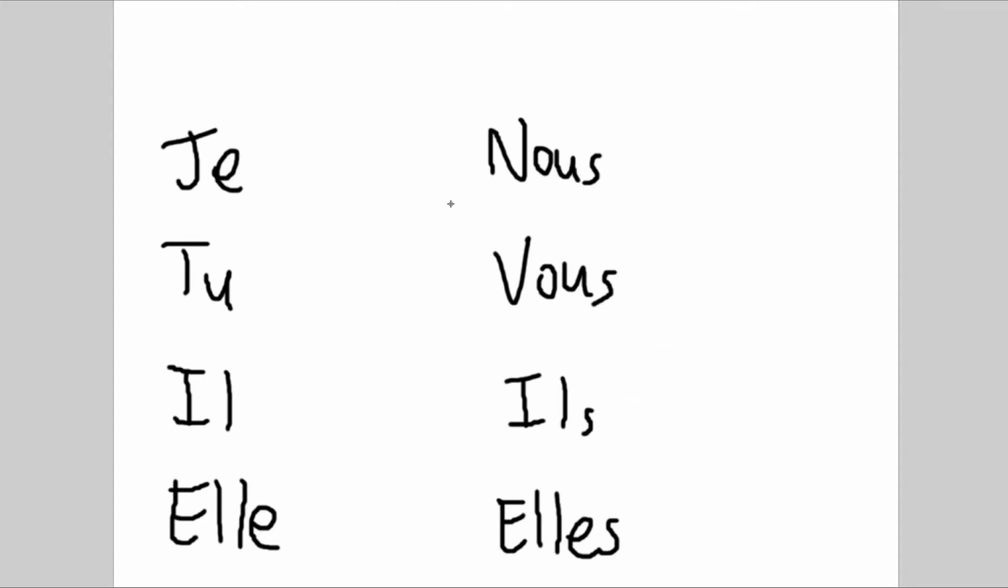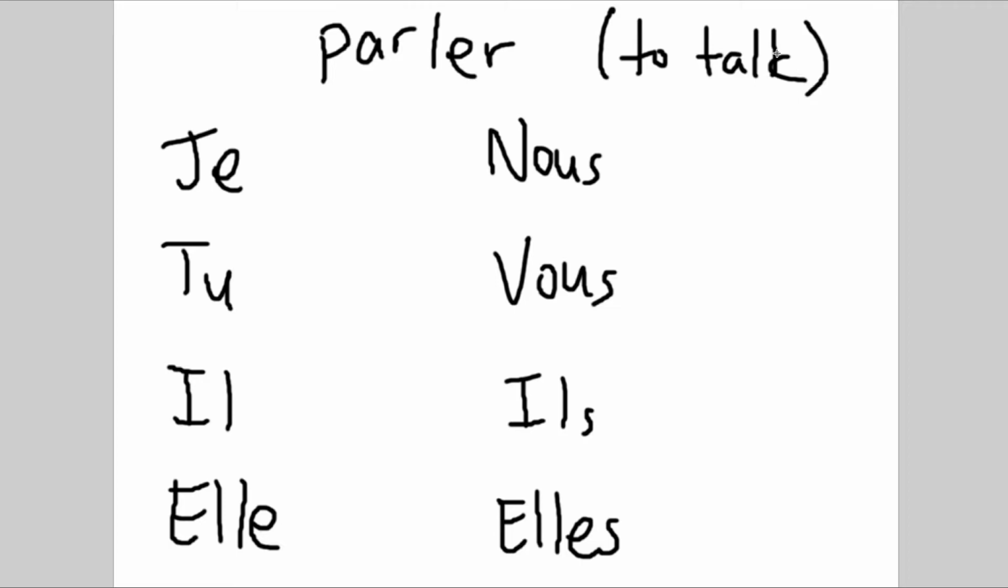Let's pick a random ER verb. Let's say we pick parler, which means to talk. How would we conjugate this? Well, let's start with je. For ER verbs, we have for je no R at the end, so we omit the R, and there's no S either. It's just parle. So it would be je parle.